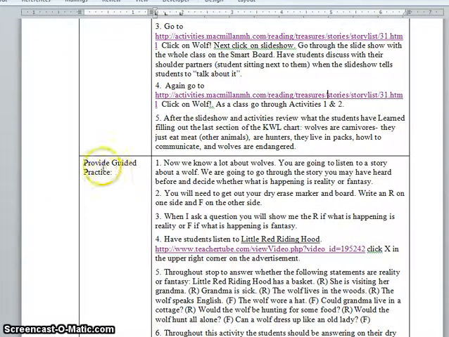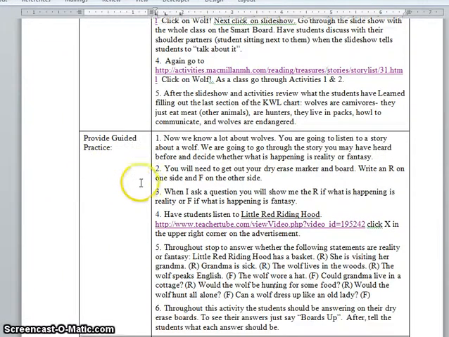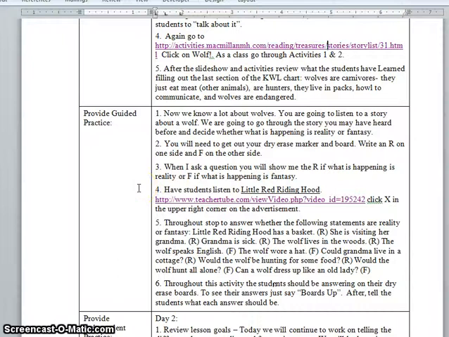After that, the next method step is providing guided practice. This is important because students need repetition. They need to hear things over and over and over again. Plus, this provides that scaffolding support so that all your students can be successful no matter their level.